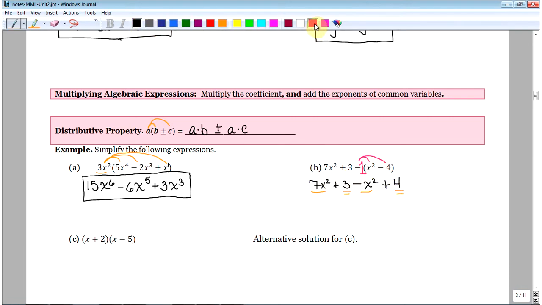Okay, so remember that there's really a 1 in front of that x squared. So 7x squared minus 1x squared will be 6, and the variable stays the same, x squared. 3 plus 4 is 7, and that would be our answer.